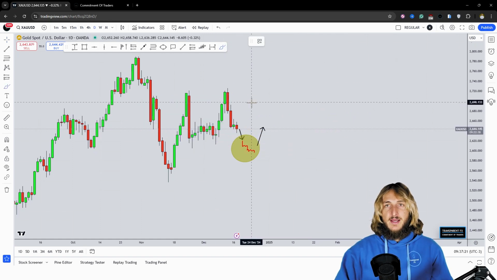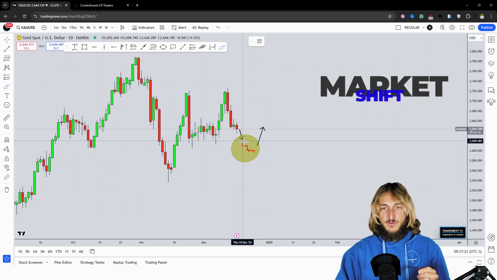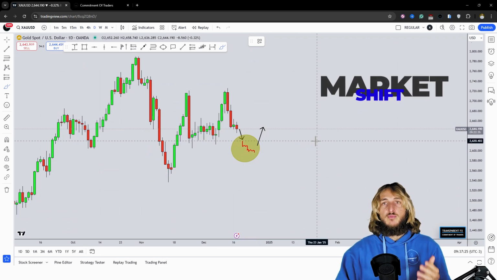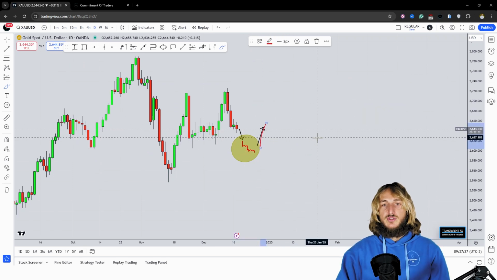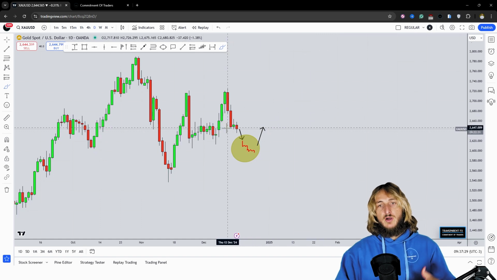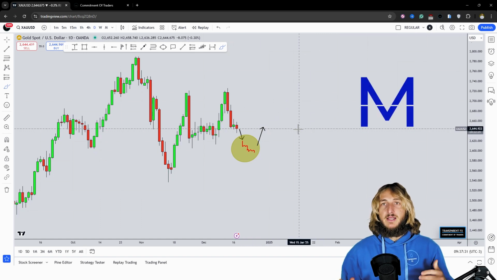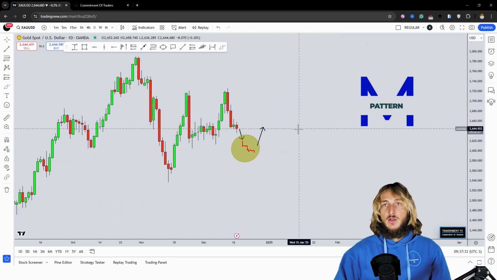Therefore, what I would expect is that if this market would shift from an intraday bearish to bullish market at that point, I wouldn't be surprised to see a potential rejection to the upside for the market to go and complete this M pattern, the neckline. That definitely wouldn't surprise me.